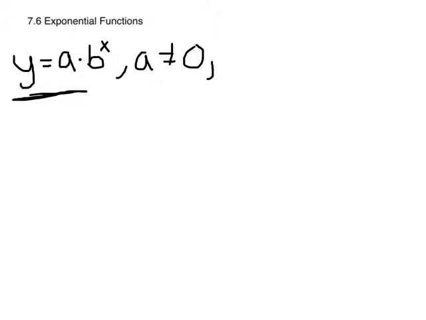The other thing to note is that b has to be positive. So b is greater than 0. A can be negative, but b cannot. And b cannot equal 1. And the reason b can't equal 1, if you think about it, no matter what power that exponent was, it wouldn't matter if b was 1, that exponent would no longer matter, because no matter what power you put 1 to, you're always going to end up with 1. And then it would no longer be an exponential function because the exponent would be gone.